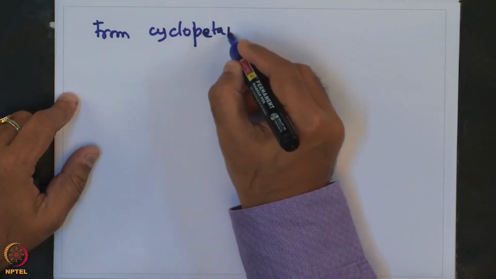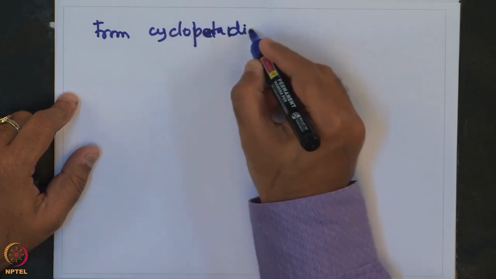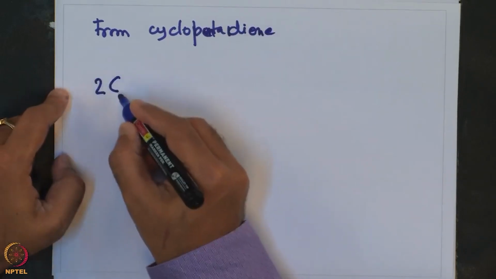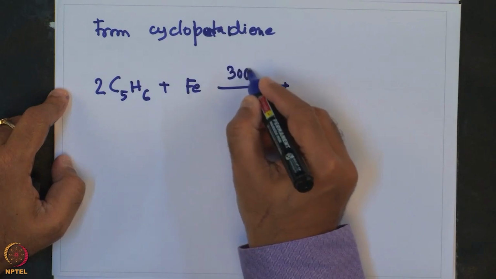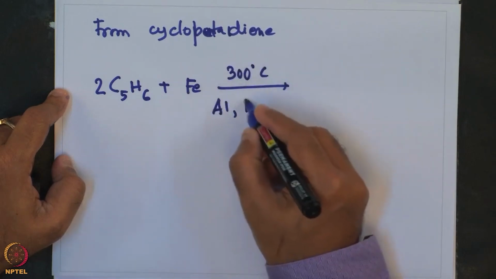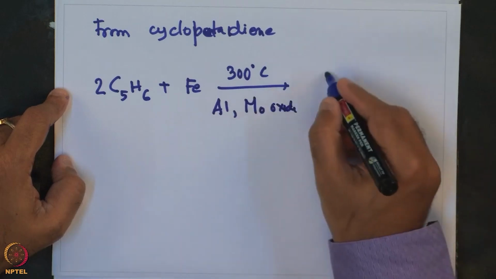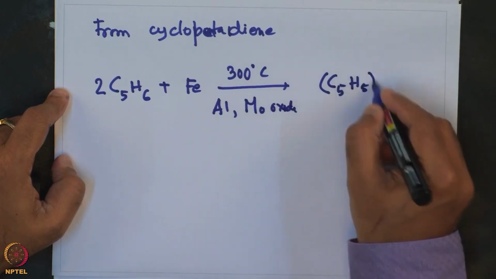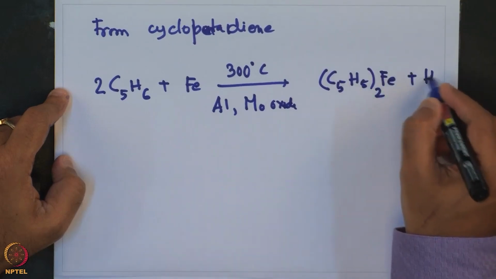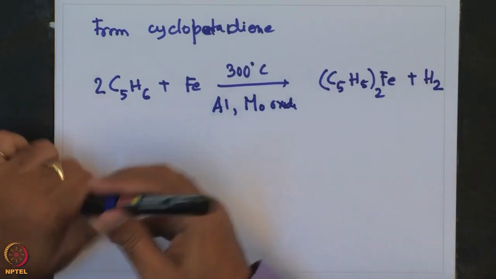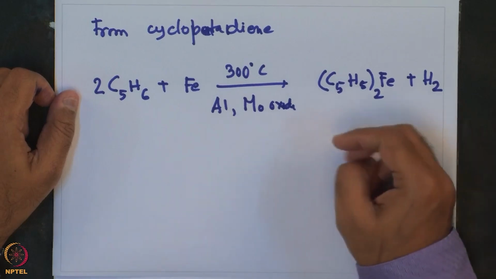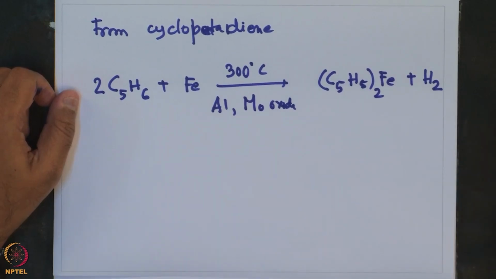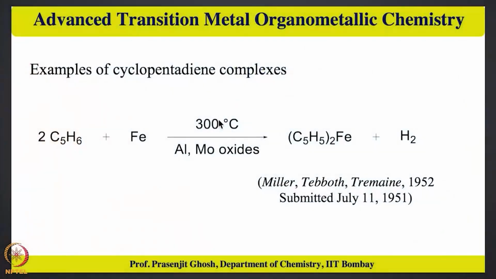a cyclopentadiene gives plus hydrogen. This was exactly a similar reaction to the one that we had discussed, and this is the famous ferrocene molecule which was prepared directly from cyclopentadiene with iron at very high temperature, 300 degrees centigrade, with formation of ferrocene and elimination of hydrogen.